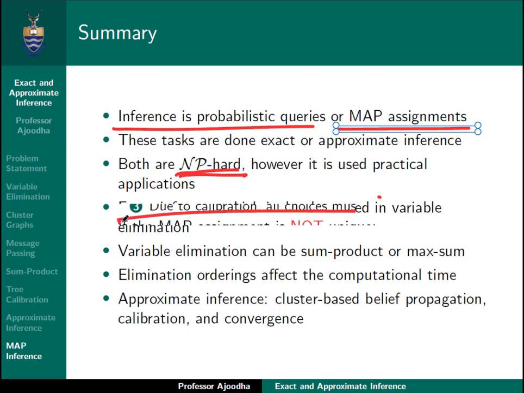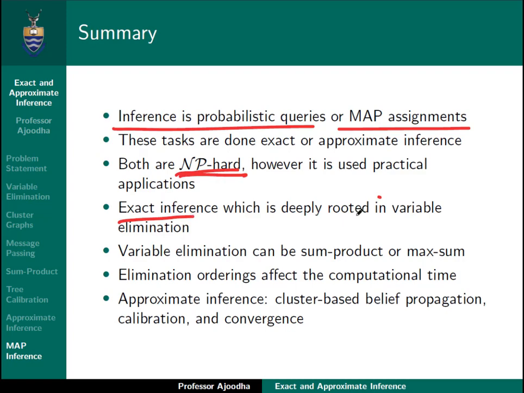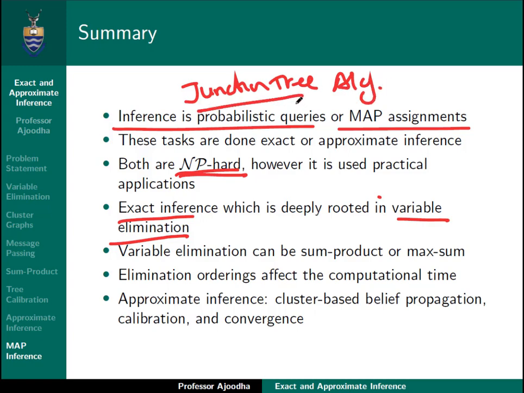So exact inference and approximate inference, as you've seen, are very much rooted in variable elimination. This is a key thing. Variable elimination is the most important thing in inference for graphical models. And all of the big inference procedures, and there's one that's called junction tree. The junction tree algorithm is exactly variable elimination. It just creates junction trees, which is a clique tree, and it does variable elimination over the clique tree. So variable elimination can be used for sum product and max sum. Max sum calculates MAP inferences, and sum product calculates probabilistic inferences.